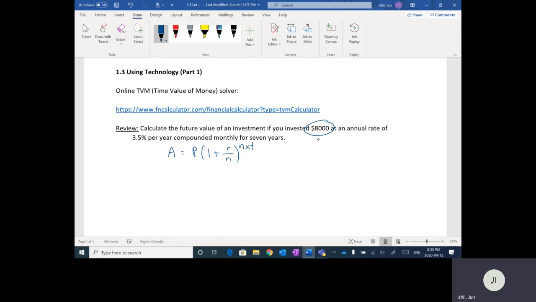We're going to start off with 8,000. So this is your principal, P. Annual rate of 3.5%, so that means r is going to equal 0.035, because in the formula we have to write it as a decimal. If it's compounded monthly, that means n is going to equal 12. And for 7 years, that means t is going to equal 7. Those are the values we're going to plug into this formula.